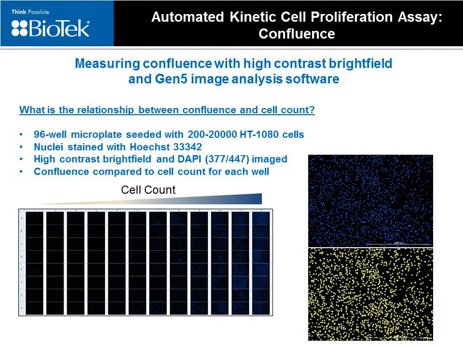So if we set up a cell titration plate containing a wide range of cell numbers loaded per well that are then stained with Hoechst dye, we can address this. Each well is imaged with high contrast bright field illumination for confluence measurements, as well as fluorescence illumination to view the stained nuclei, which are readily identified and counted by Gen5 software as shown in the images on the right.